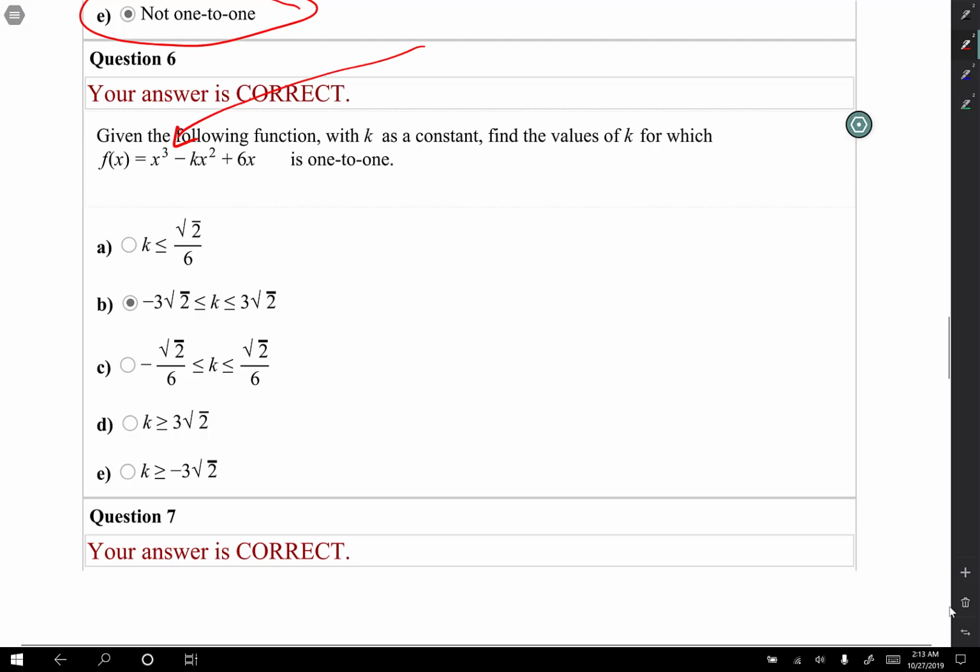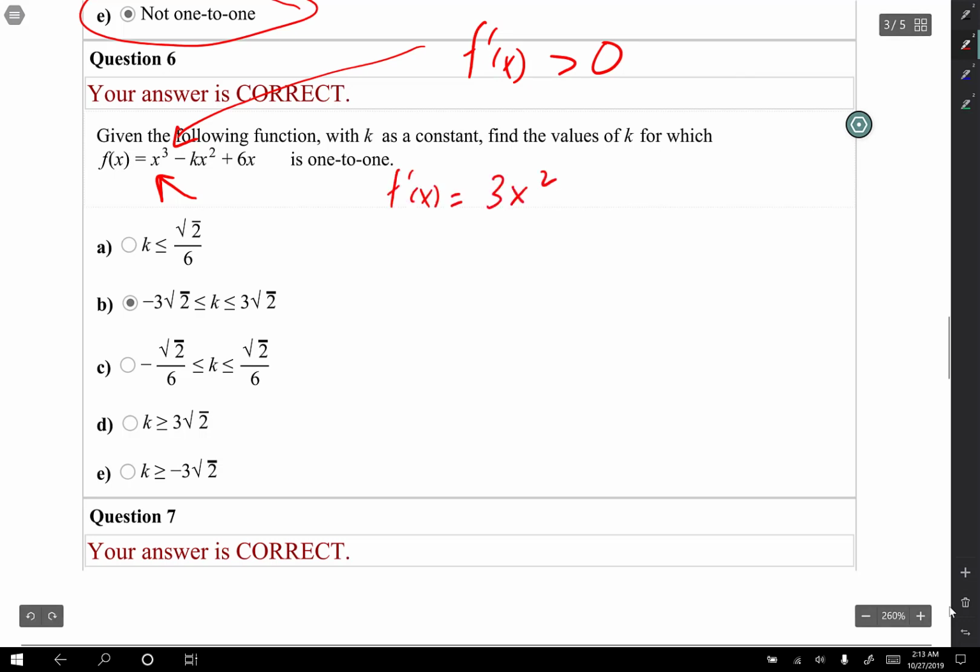So in order to be one-to-one, here's the calculus part. The function f has to always be increasing or decreasing. Because my x cubed is positive here, I want this function to be increasing over the entire domain. So I want f prime of x to always be positive, and that way I'm always increasing. All right, so here we go. I'm going to take a derivative, guys. f prime of x equals 3x squared minus 2kx plus 6.